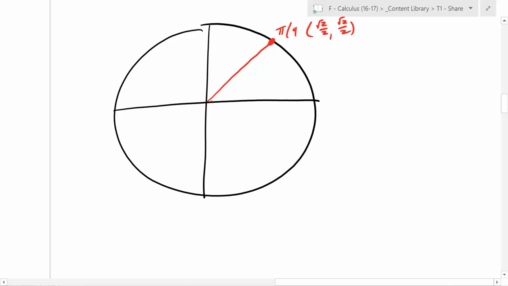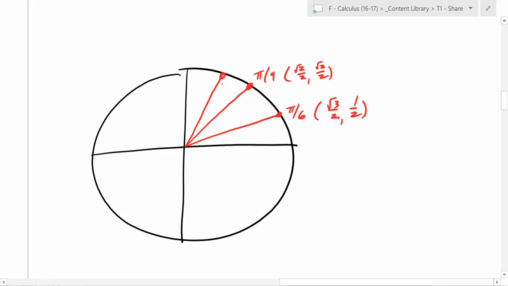There's also, what's this one? Pi over what? 6. And do you remember the point there? Root 3 over 2, comma, 1/2. And then what's this one right here? Pi over what? No, pi over 2 is here. Pi over 3. Do you remember what pi over 3 is? 1/2, comma, root 3 over 2. This is just the points on the unit circle.